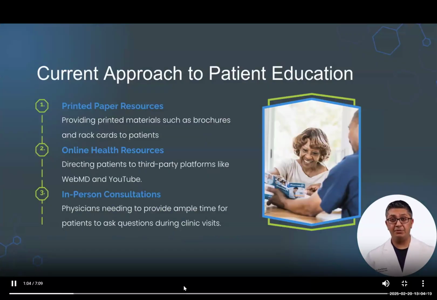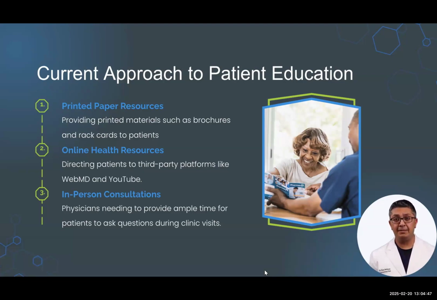The traditional approach to patient education relies on three primary methods: printed materials, such as brochures and handouts, referrals to online health resources, and in-person consultation time. While these methods remain valuable, they present limitations in scalability and effectiveness. Each approach requires significant time investment from clinical staff while offering limited ability to track comprehension or engagement. Understanding these limitations is essential as we consider more advanced solutions.